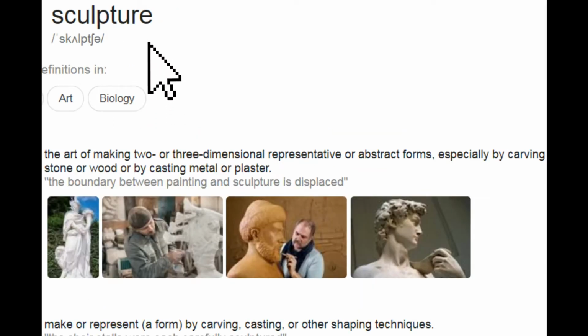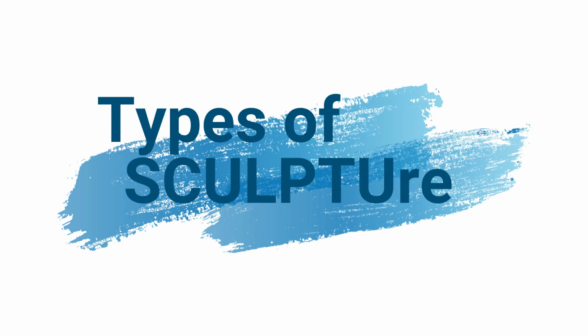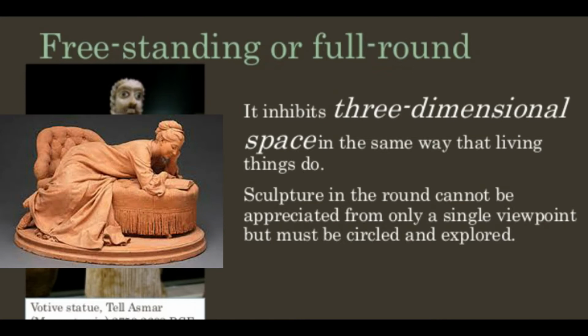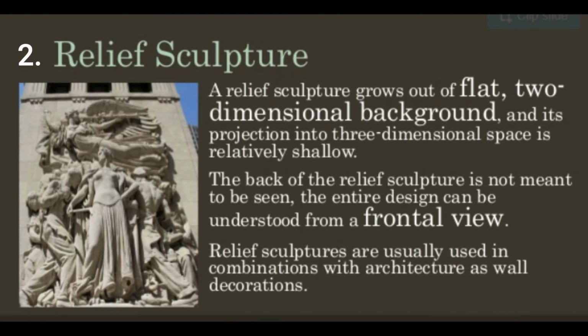Sculpture, derived from the Latin word sculptura, is the art of making 2D or three-dimensional forms by carving out of wood or stone. There are two main types of sculpture, and the first is sculpture in the round, which is a sculpture that can be viewed from any angle all around it. The second type of sculpture are relief sculptures, which project out of a flat surface.